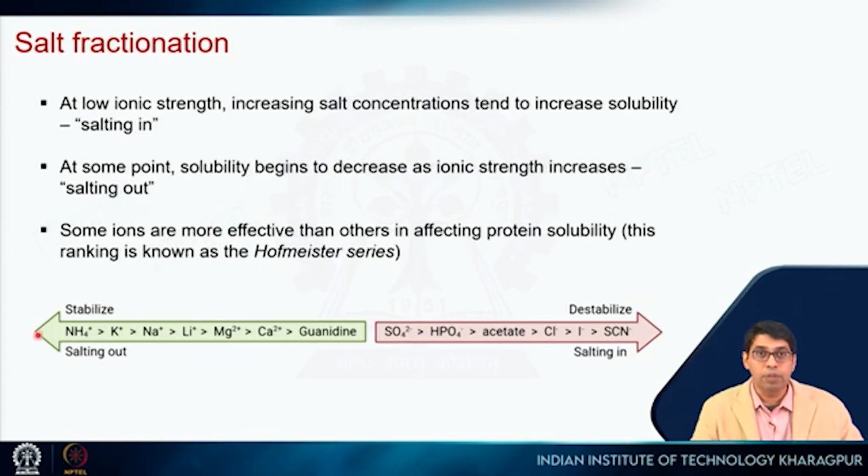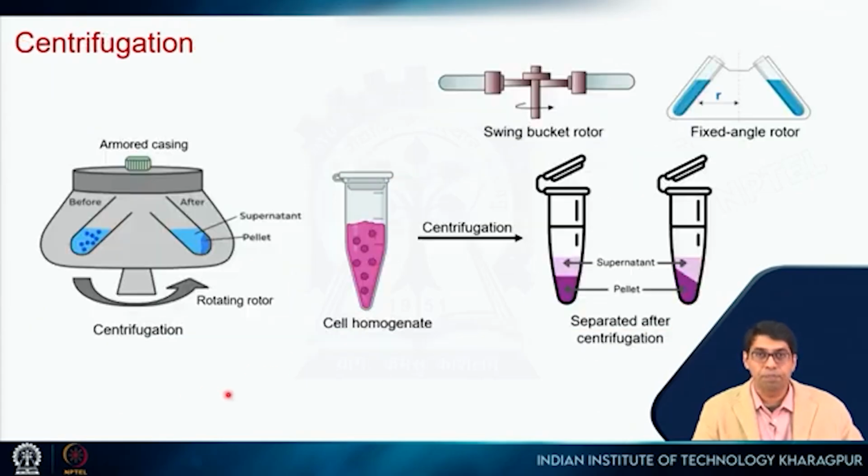On the other hand, if you take ions from this left hand side, such as ammonium sulfate, that is something that is used to effectively salt out your protein. So ammonium sulfate is the first choice that people use to salt out your protein. If that doesn't work, then you can try some other combinations.